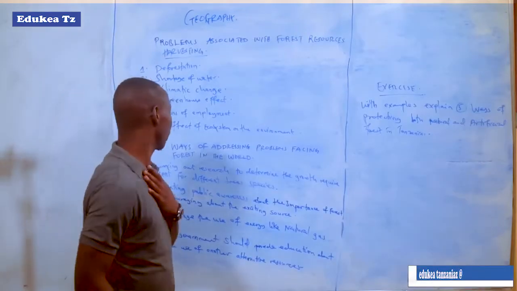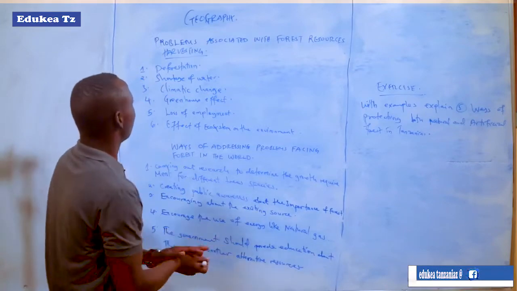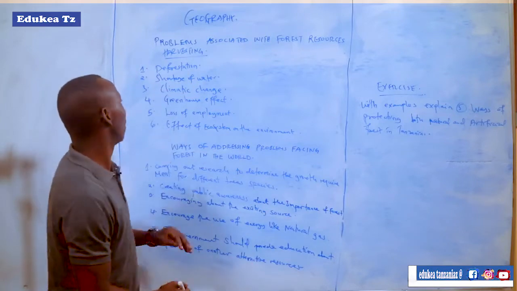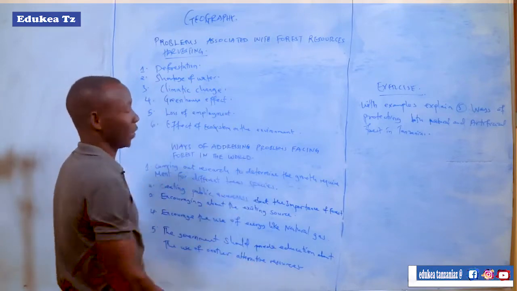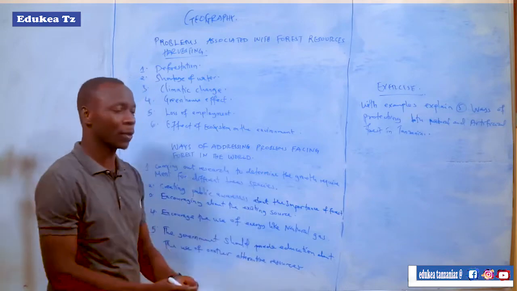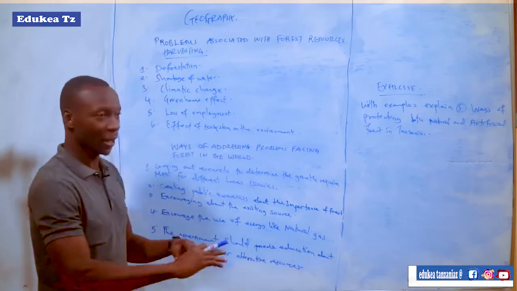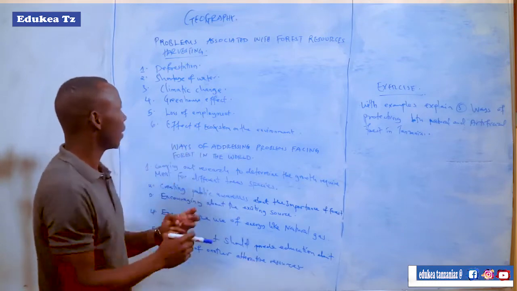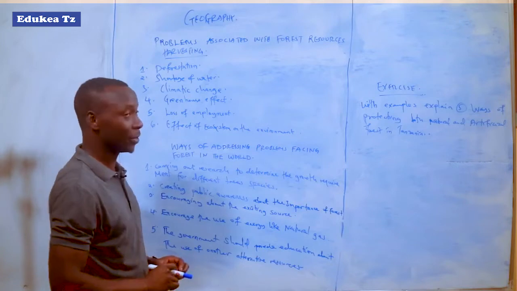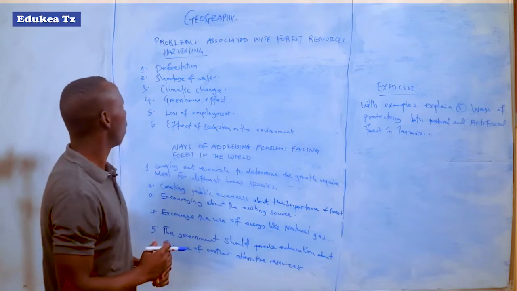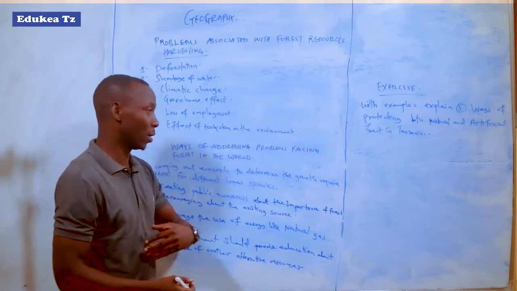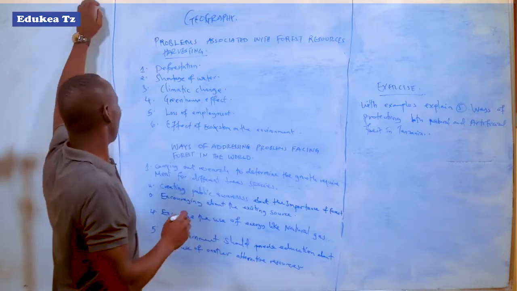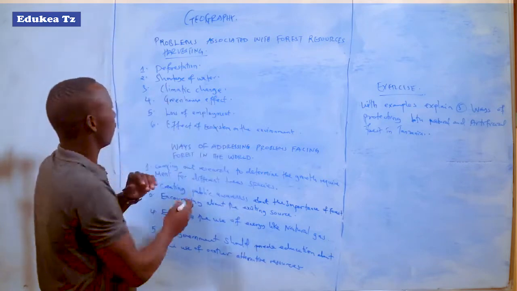Yes, my dear students, let us now continue with the problems associated with forest resources harvesting. First, there is the problem of deforestation. Deforestation means the process of cutting trees in a particular area without replacing. These problems lead to different circumstances like shortage of rainfall and a change of climate, due to the loss of some species. Also, we have the shortage of water.